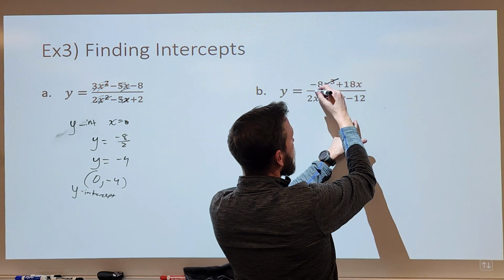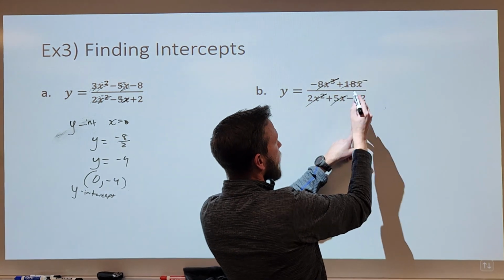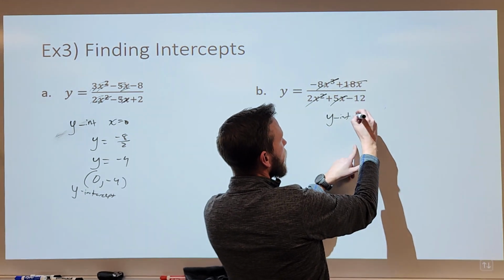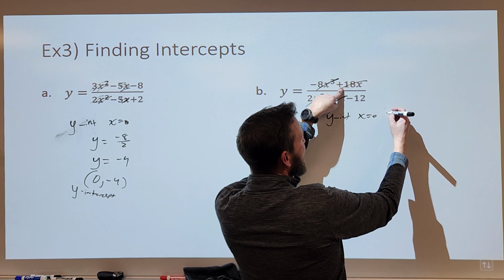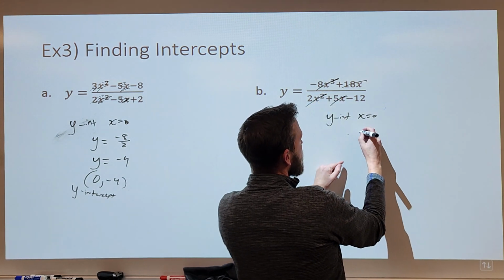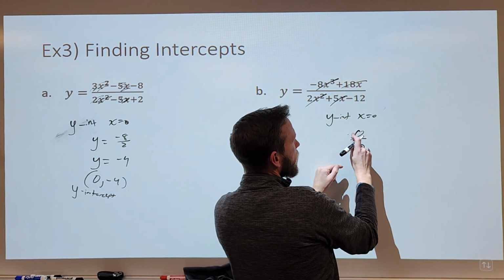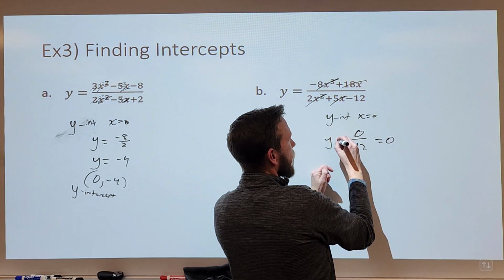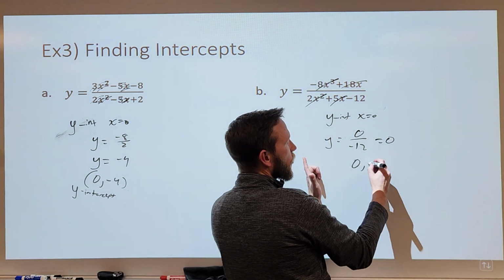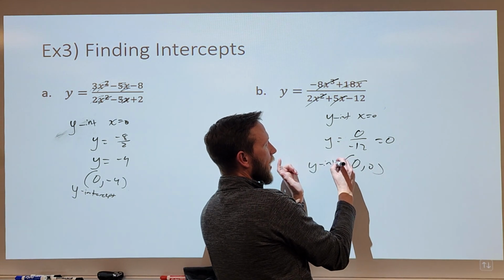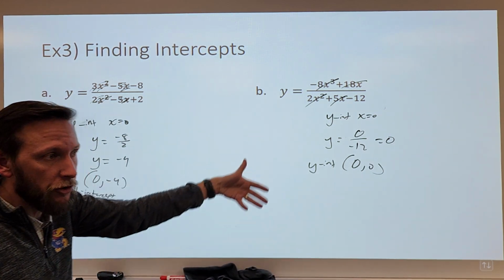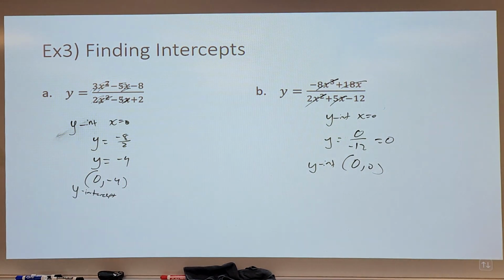Over here, same deal. If x equals 0, that's 0, that's 0, that's 0, that's 0. So the y-intercept happens when x equals 0. That means here we have 0 over negative 12, which is 0. So the point 0 comma 0 is the y-intercept. We plug in x equals 0 and we see what y value we get out.